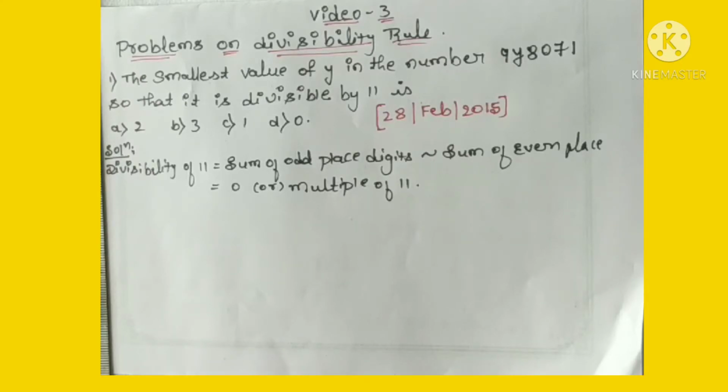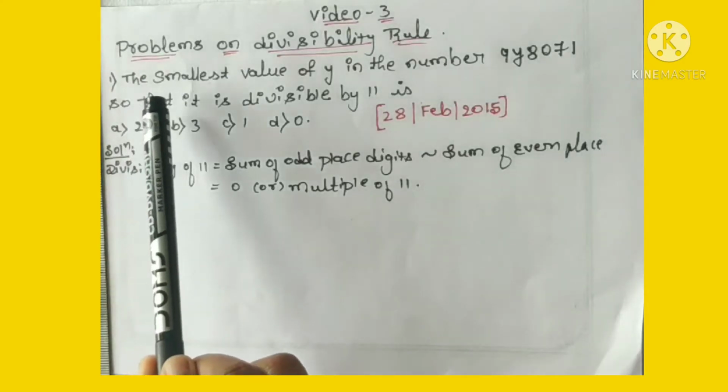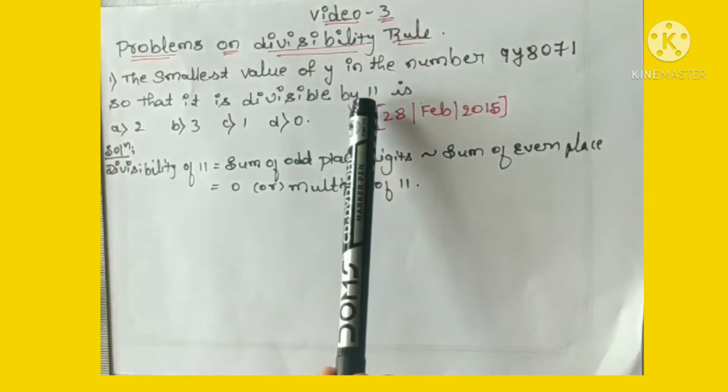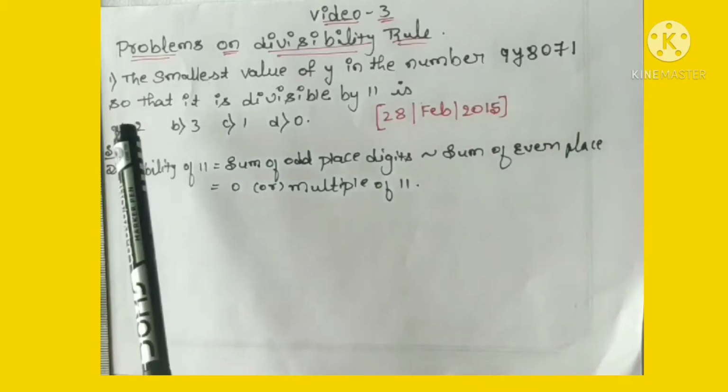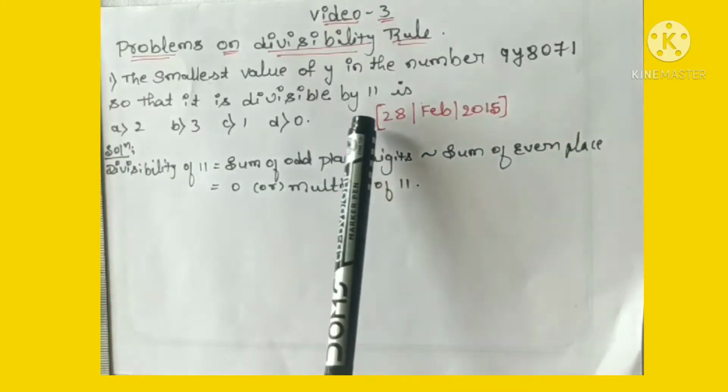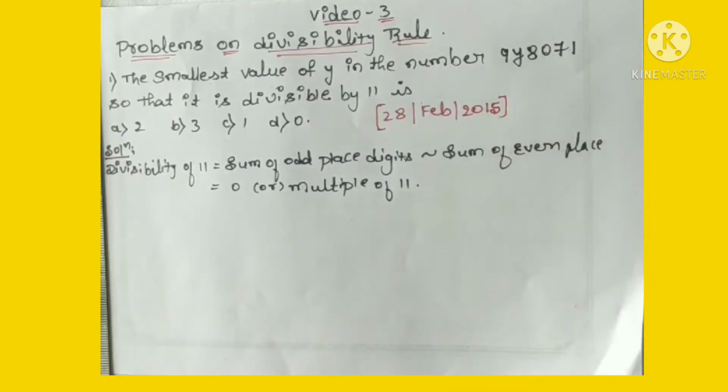The first problem says: the smallest value of y in the number 9y8071 so that it is divisible by 11. This question was asked in the year 2015.